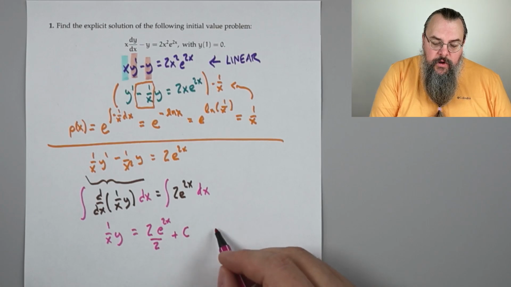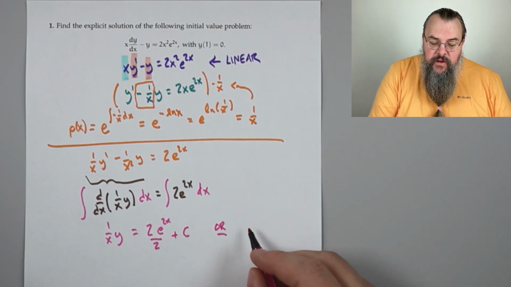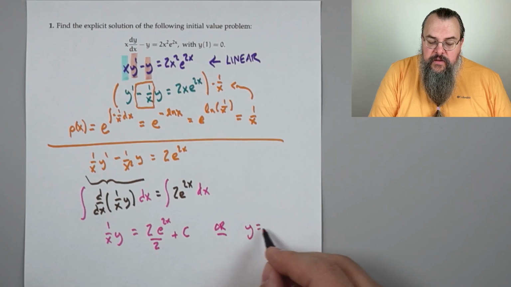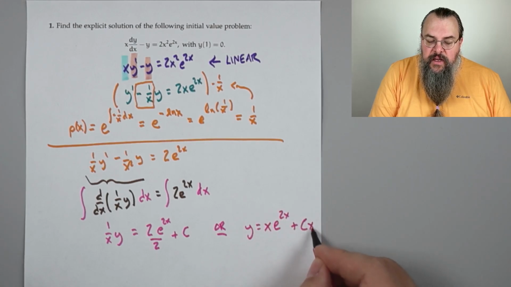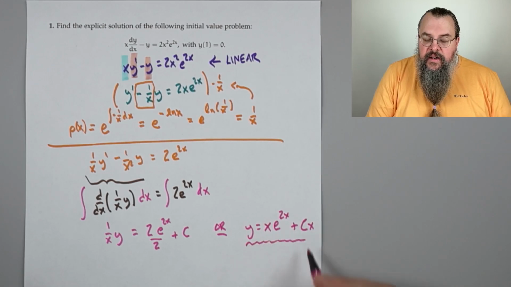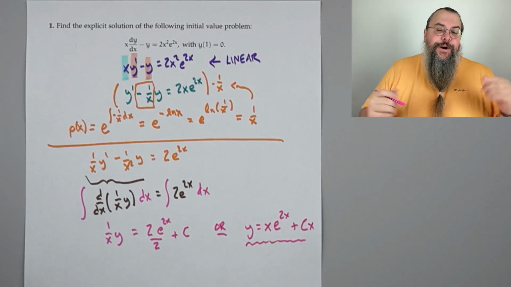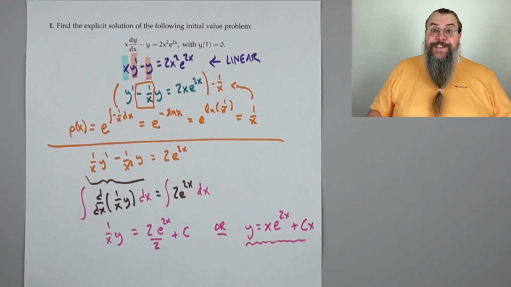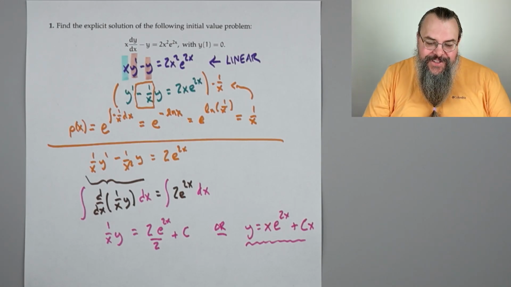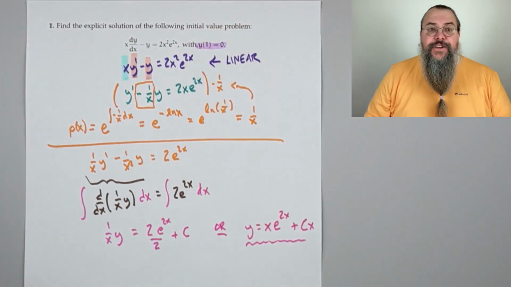Or we can, of course, cancel the 2's and multiply by x. We have that y is x e to the 2x plus c times x. Good. Now, we've just found the general form. Are we done? No. Are we closer? Yes, we are very close. The only thing that we haven't taken into account yet is the initial condition.